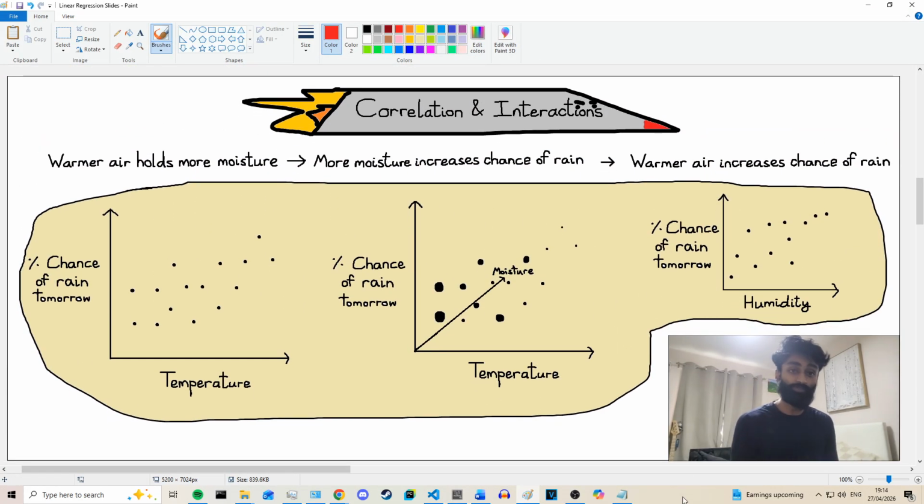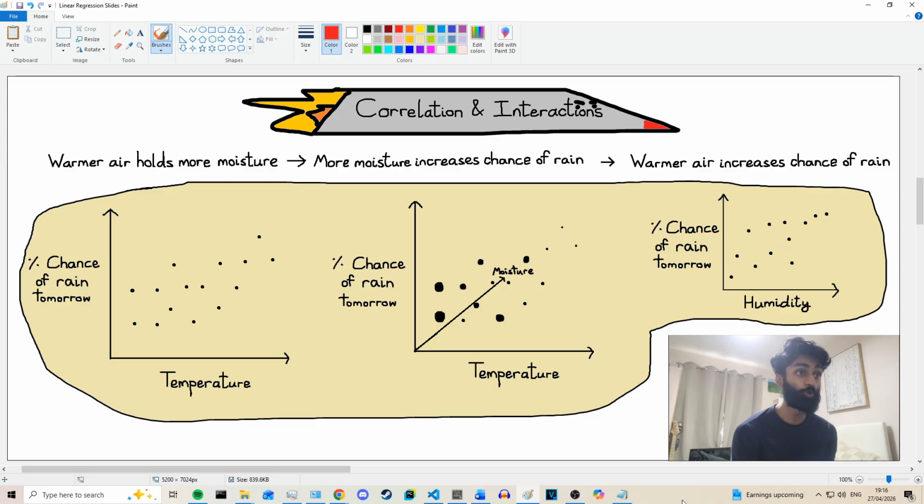So sometimes variables are correlated, and this can cause issues for linear regression. So for example, with our example of the percentage chance of it raining tomorrow, where we have temperature and humidity as two features, we see that warmer air holds more moisture. More moisture increases chance of rain. Therefore, warm air increases chance of rain. So independent of this line of logic, both temperature and humidity are predictive for the chance of rain tomorrow.